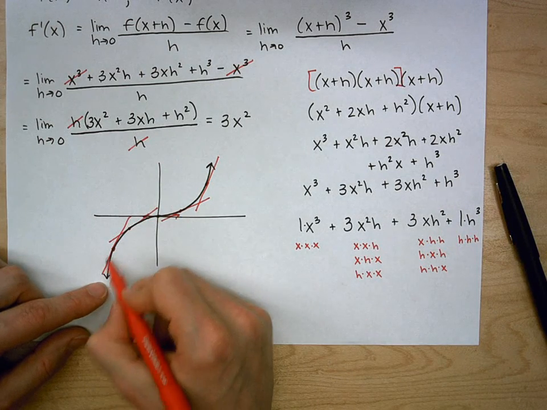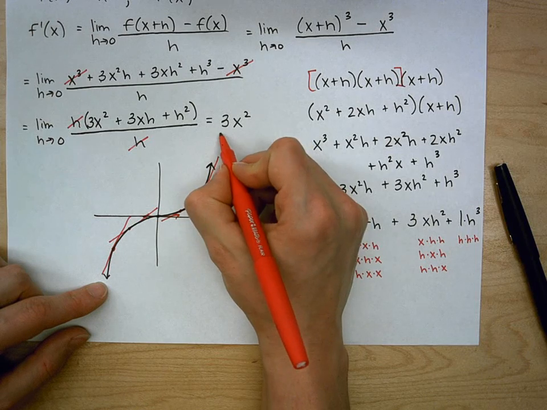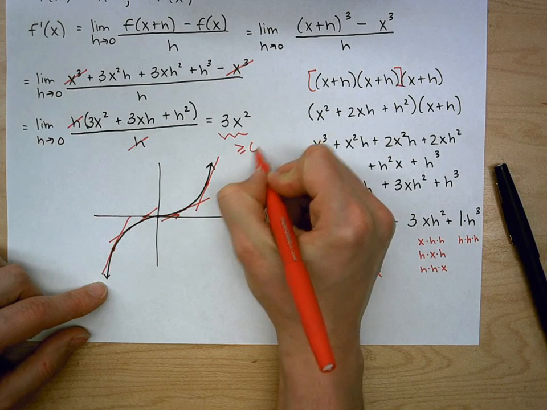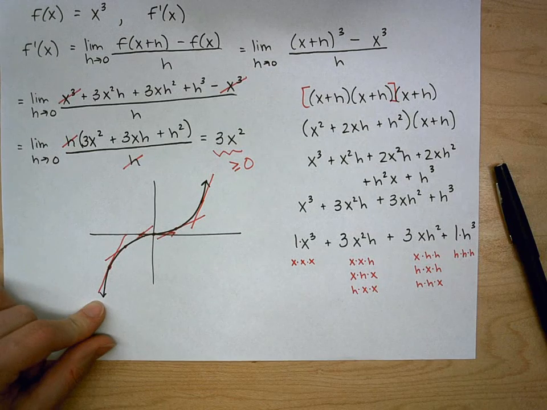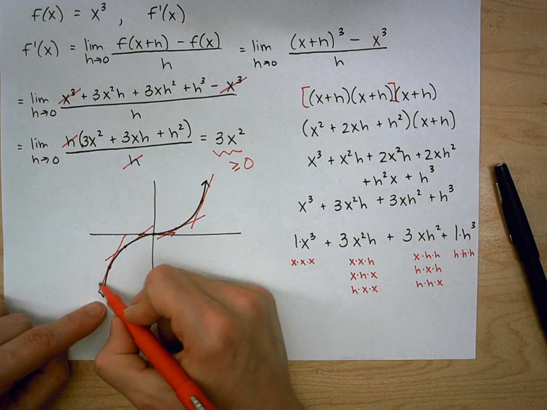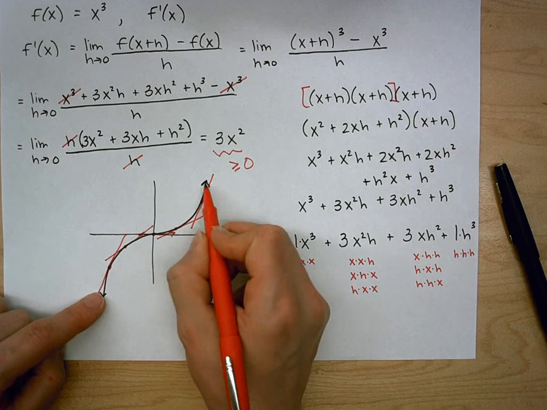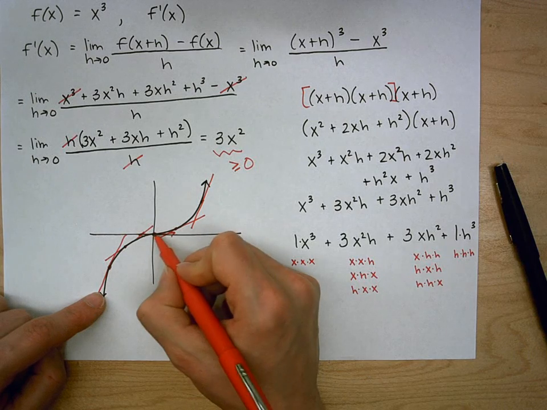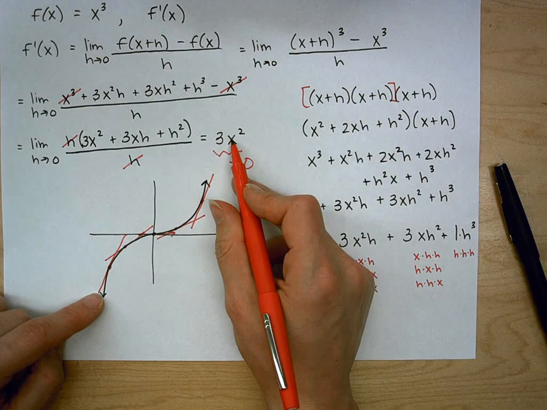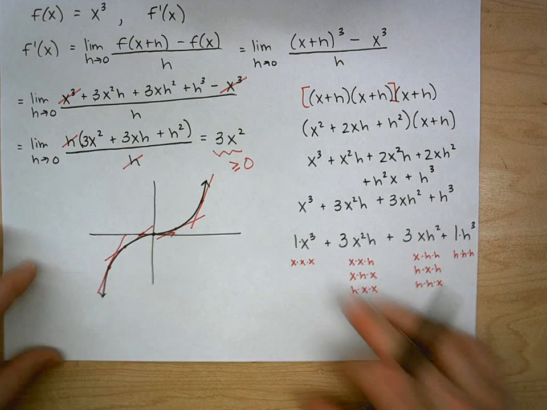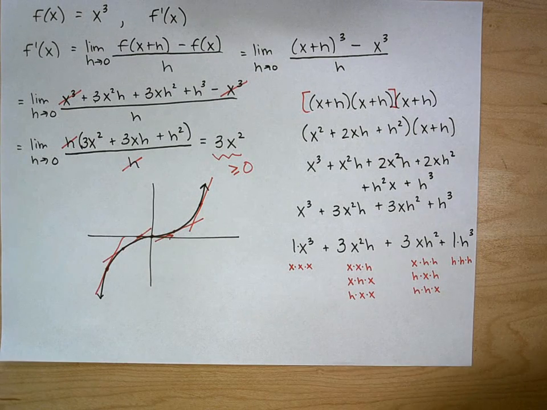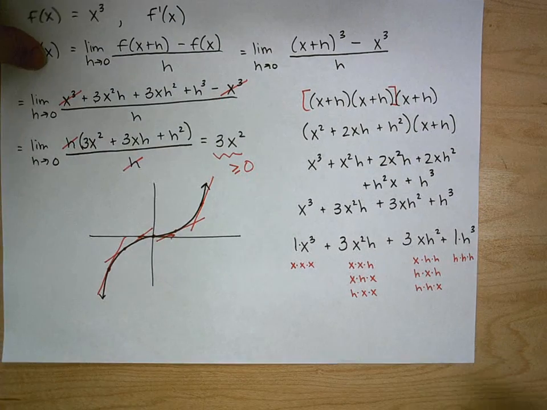It's always positive. Notice my function. My function is always positive. That is the derivative. The derivative as a function is always positive. And that's because the slope of the tangent lines for x cubed are always positive, except for at 0. Notice if we plug in 0, we do get 0, just like we see graphically. Okay? So again, the derivative also tells us a lot about the function and how it's behaving.